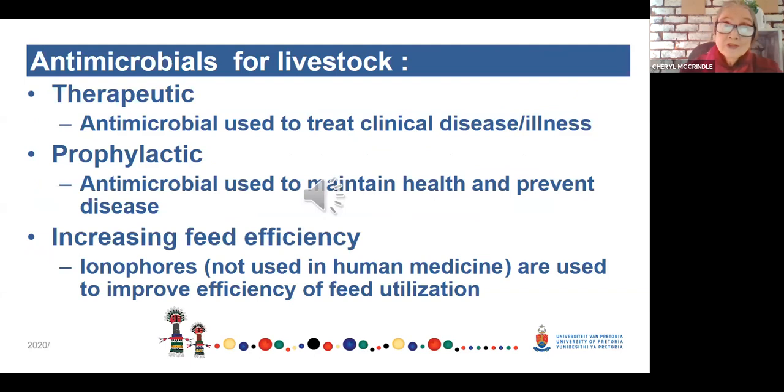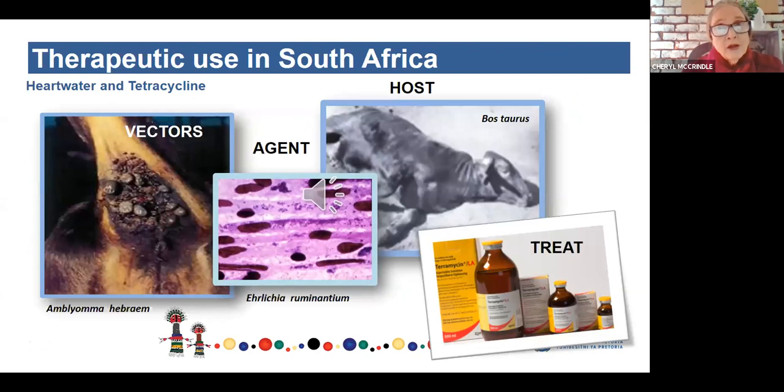So antimicrobials for livestock can be used for therapeutic reasons and prophylactic reasons, and sometimes also for increasing feed efficiency. Those are mainly ionophores, which aren't used in human medicine, so they shouldn't really have much of an effect on human welfare and health. So over here, I've given a few pictures to show the therapeutic use in South Africa. Heartwater is a serious disease. It's listed by the WOAH as a serious disease of livestock. The vectors are ticks. Amblyomma hebraeum is the tick involved, and you can see what a cow in South Africa looks like when you've got an awful lot of ticks under its tail.